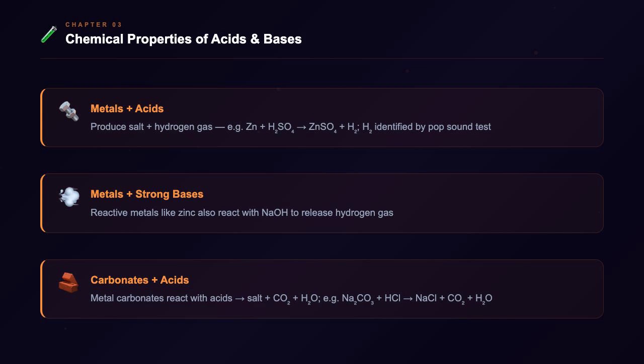Metal carbonates and hydrogen carbonates react with acids to produce a salt, carbon dioxide, and water. This reaction can be seen when sodium carbonate or sodium hydrogen carbonate is mixed with hydrochloric acid, releasing carbon dioxide.